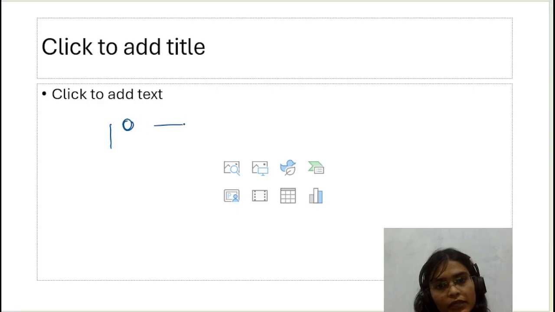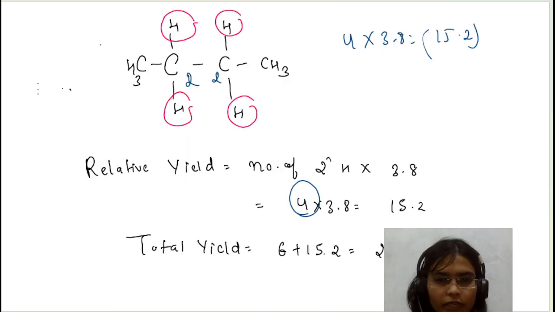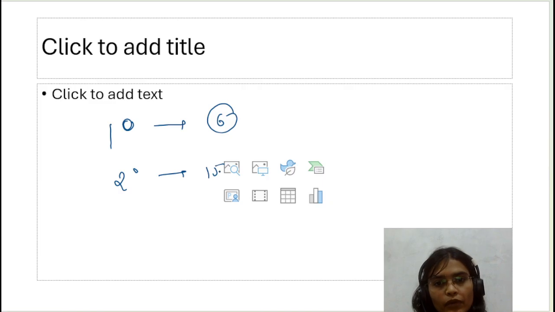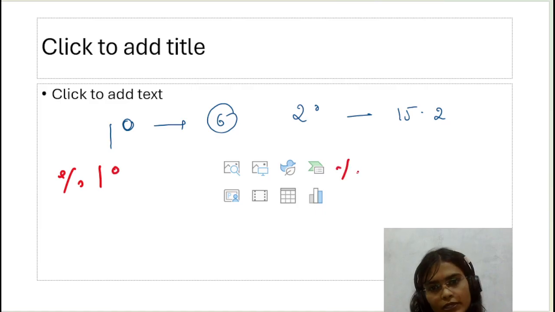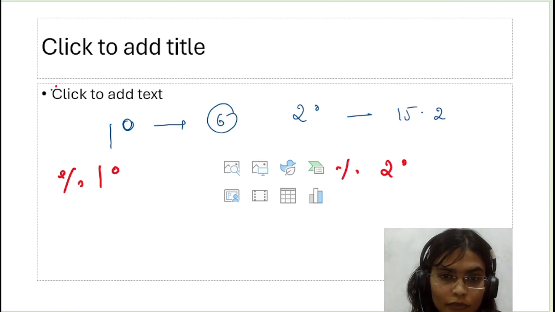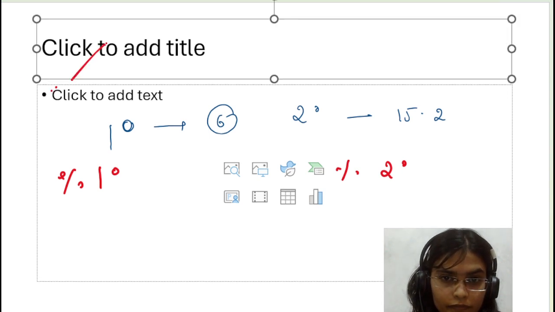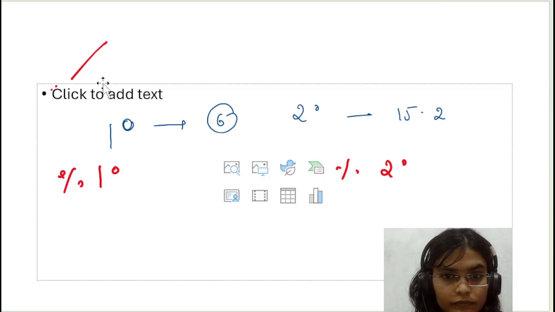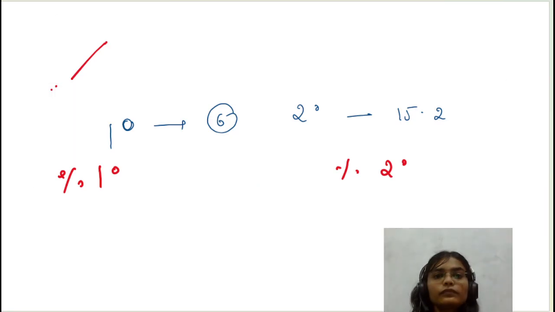Okay. Now there's a question for you. Note that for the primary we are getting the value 6, and for the secondary we are getting 15.2, right? Can you just tell me the percentage of the primary? Because you are a mathematics student, I hope you already know how to find the percentage of primary and the percentage of the secondary. Yes, please. This is a question for you. How much are you getting?